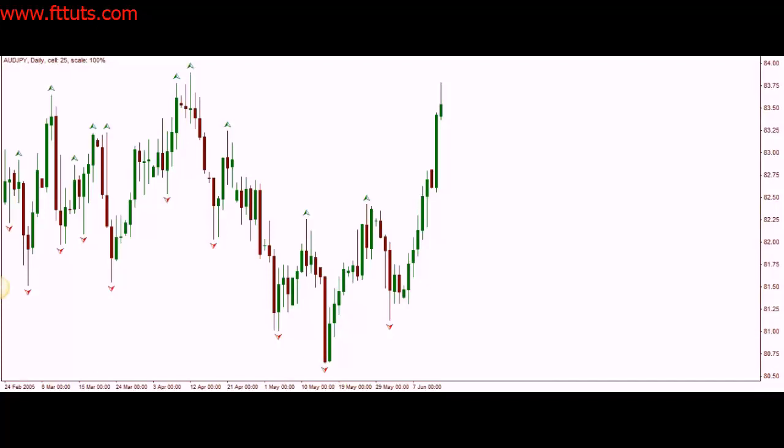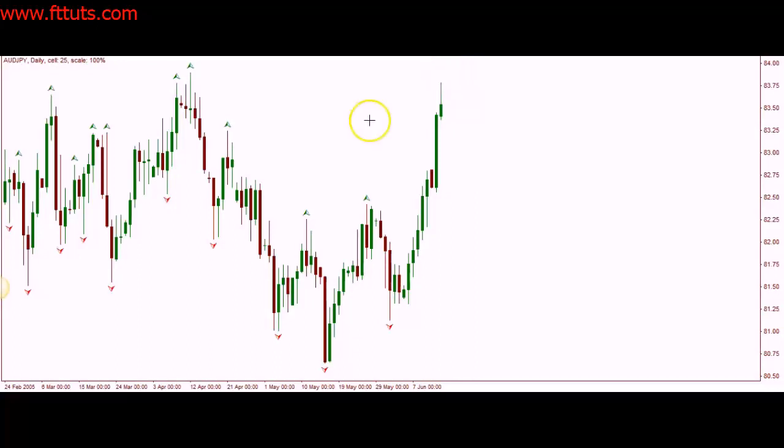Do I have a drawing tool on here? Let's do it like this. This would basically be a rally, right? And then this one candle base and a rally. All right, so this would be a demand zone, right? Because what you would be doing is looking for price to come back to that zone. All right, so that's why you would call that a demand zone.